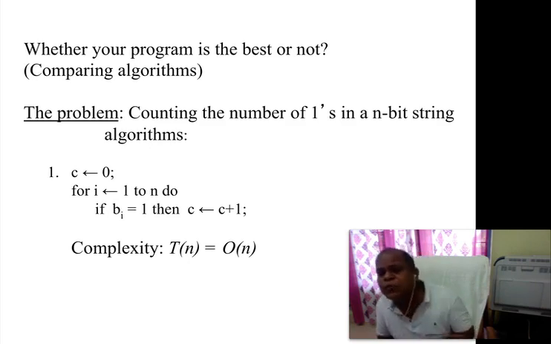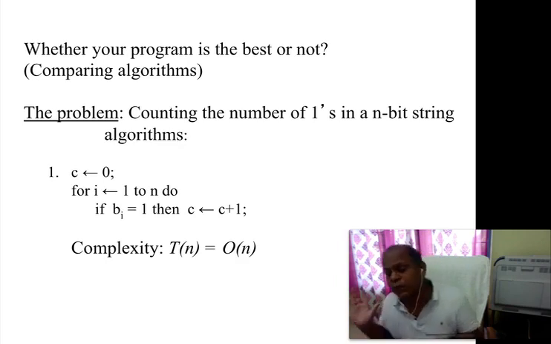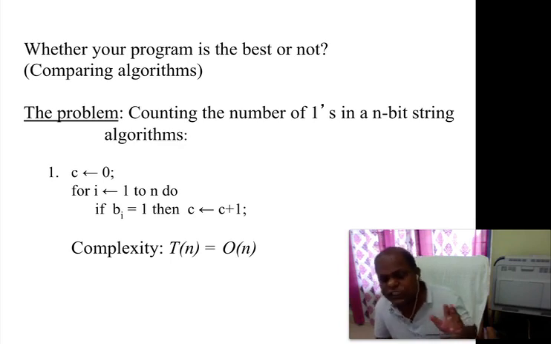See, in this example, suppose an n-bit number is given, and we want to count how many ones there are in that n-bit number, that is, counting the number of ones in an n-bit string. Now, in this case, simply in solution 1, c is equal to 0. For i equal to 1 to n, where n is the number of bits, if b_i is equal to 1, if the particular bit is 1, then c will be c plus 1.